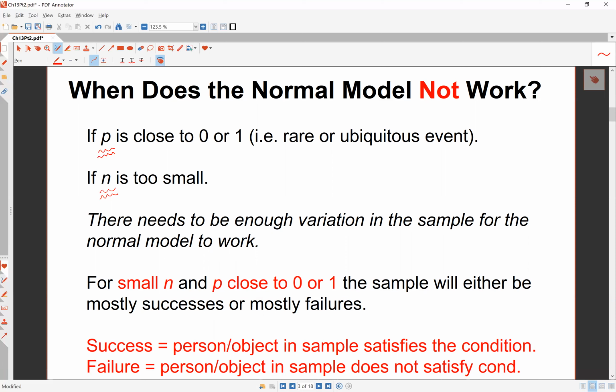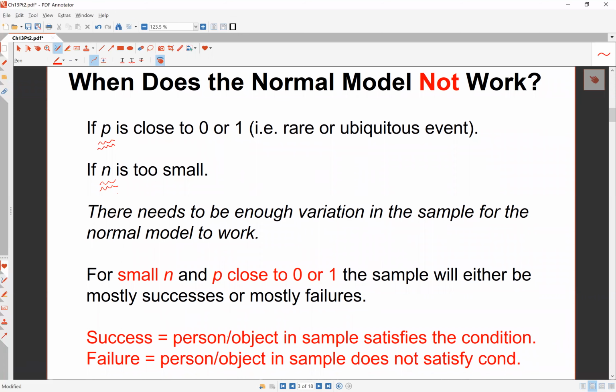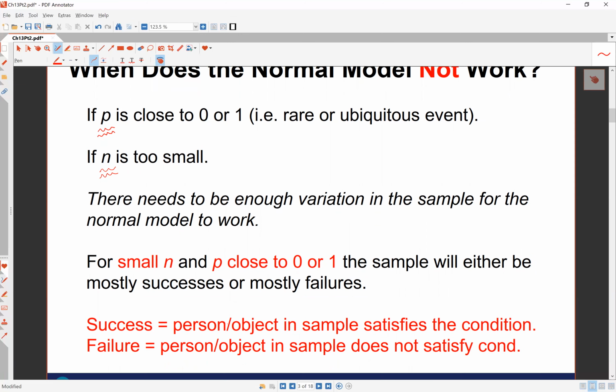Success is a general terminology here for a person or an object in our sample satisfying the condition of interest. So if I'm counting how many people in my sample are taller than 6 feet 8 inches, everyone who's that tall or taller, I count as a success, and everyone else I count as a failure. So failure is simply a person or an object in the sample that does not satisfy the condition of interest.